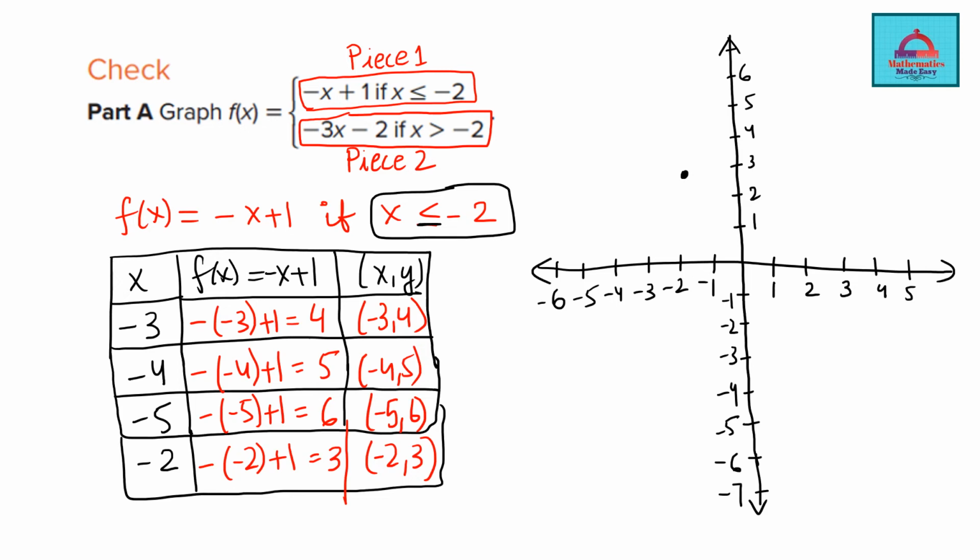Then -3, 4, that's the next dot. -4, 5, that's the next dot, and -5, 6, that's the next dot. So these are the dots. Now you join them with a straight line. This is not exactly a straight line, but yes, you can use a ruler. So this is the graph of f(x) equal to -x plus 1, and this is valid when x is less than or equal to -2. So this is one part of the graph. Let's draw the second piece in the next slide.